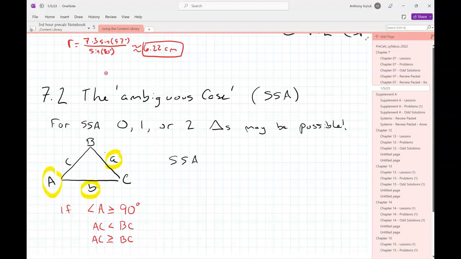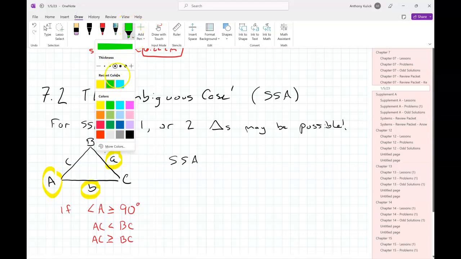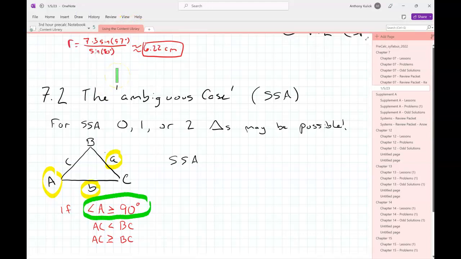Everybody's okay with that? What do we know if angle A is 90 degrees or bigger? What can we say about that angle? It's obtuse, right? How many obtuse angles can we have in a triangle? One. Exactly one. So this has to be the biggest angle in our triangle, correct?